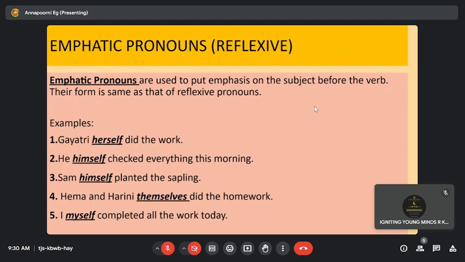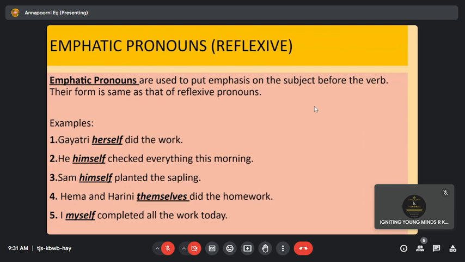Emphatic pronouns, we have some more examples. Gayatri herself did the work. He himself checked everything this morning. Sam himself planted the sapling. Sapling का मतलब पौधा, छोटा छोटा पौधा. Okay. Sam himself planted the sapling.